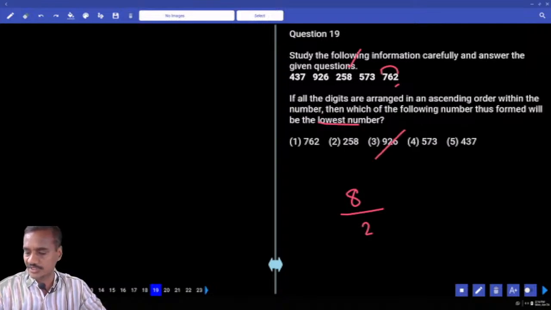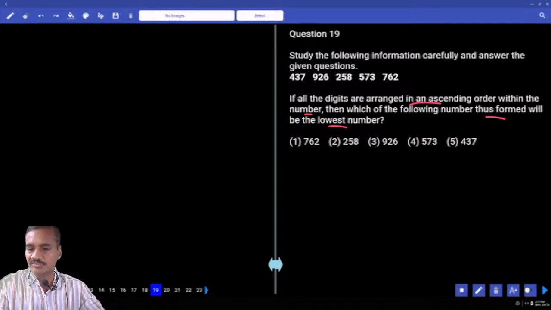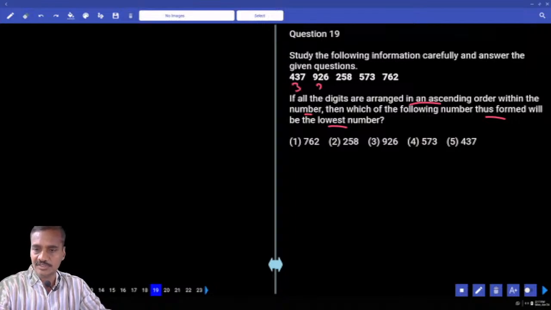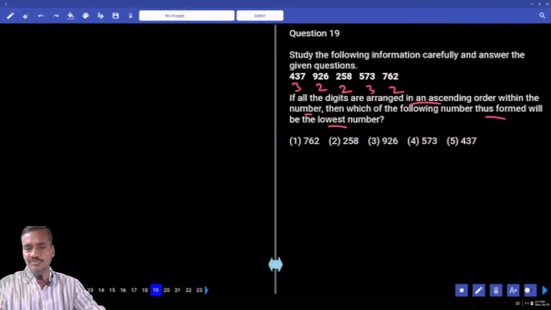Then the next one, the 19th one. All the digits are arranged in ascending order within the number. Which of the following will be the lowest number? Ascending order means the lowest digit will come to the first position. Among the numbers, the lowest digit is 2, and the first one will be the lowest number.